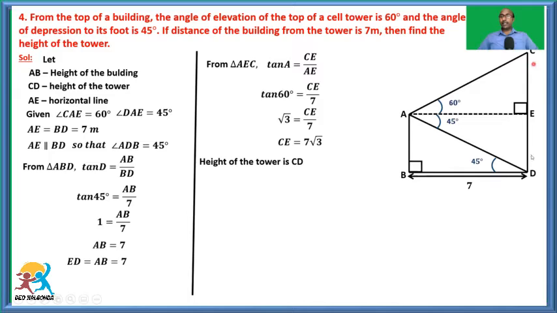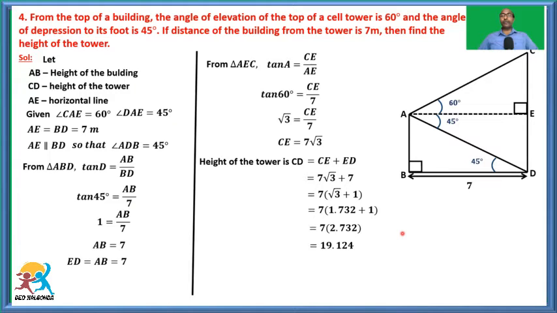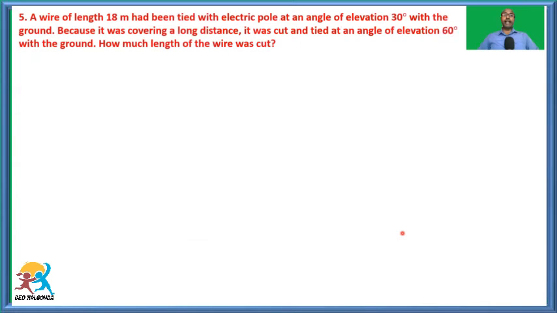Now the height of the tower CD is sum of CE and DE. That is 7 root 3 plus 7. So by taking 7 common, 7 into root 3 plus 1. And we know that root 3 is equal to 1.732. So now 7 into 2.732, which is equal to 19.124, which is the height of the tower. Therefore, the height of the tower is 19.124 meters. Okay.